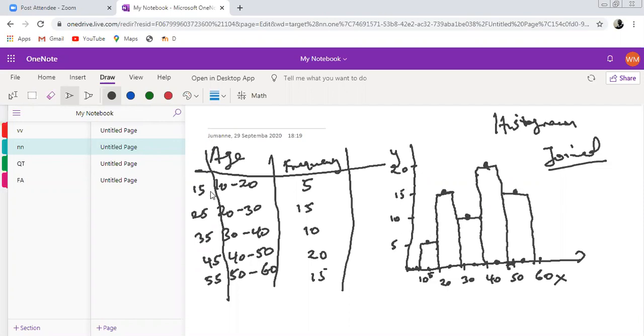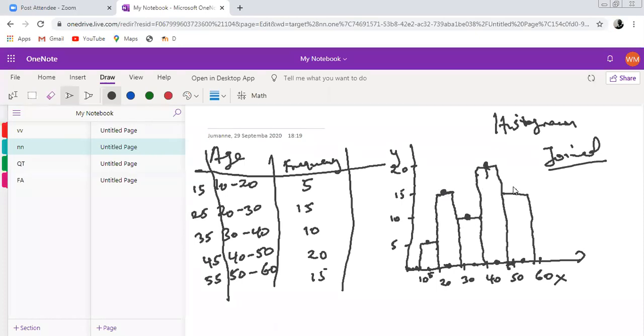Because, for example, the first one is supposed to be 15, 5. If 15 is at the mid row and then we go to 5, it's going to be at the mid row of the top here. This one is supposed to be 25 on the x-axis, which is this point, and then we go to 15, which is actually this point. So it's going to be at the mid row of the top bars, like that.